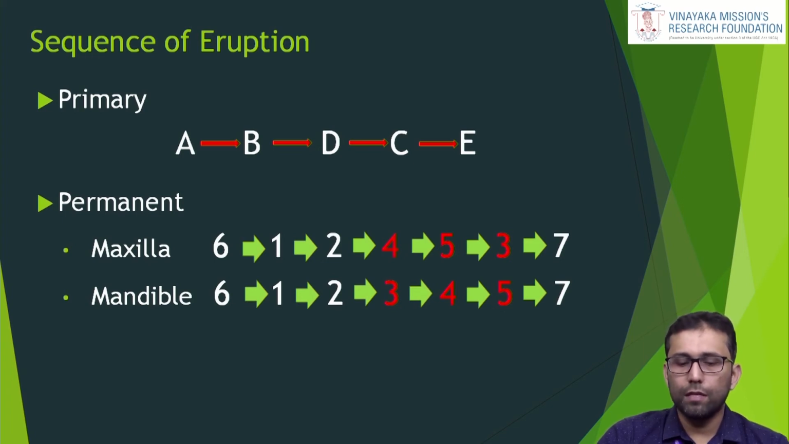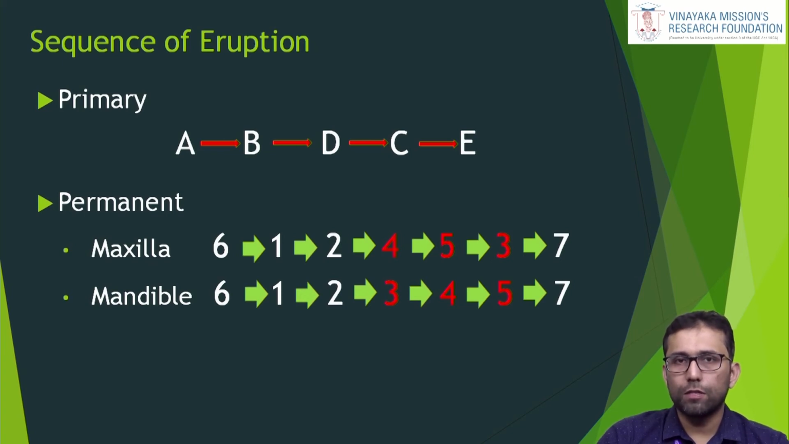Whereas in the mandible, it is more or less the same, going in sequence. The first tooth to erupt is the first permanent molar, next is the central incisor, lateral incisor, then the canine erupts, first premolar, second premolar, and the second molar.